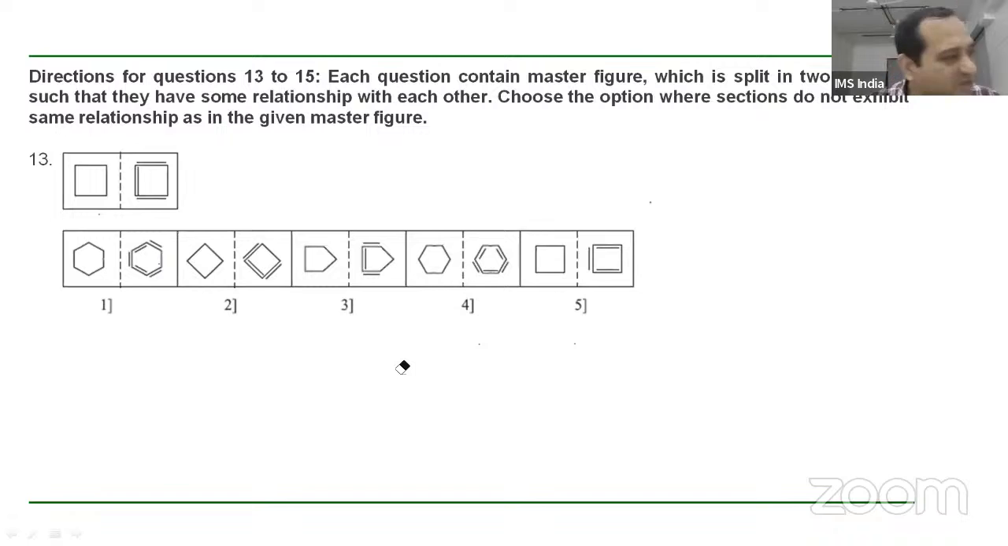Now, once again, please read the question properly, guys. It says, choose the option which do not exhibit the same relationship. Choose the object which do not exhibit the same relationship.